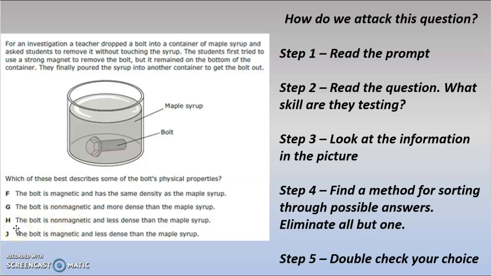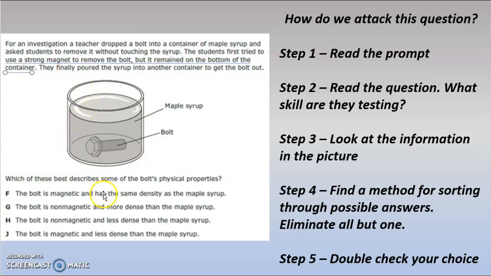Let's look again here. For an investigation, a teacher dropped a bolt into a container of maple syrup and asked the students to remove it. Okay, there's only one real clue here, guys. It says the students first tried to use a strong magnet to remove the bolt, but it remained on the bottom of the container. That's the only real clue that you have in all of that stuff at the top.